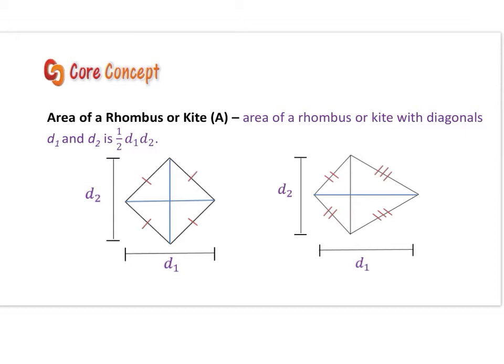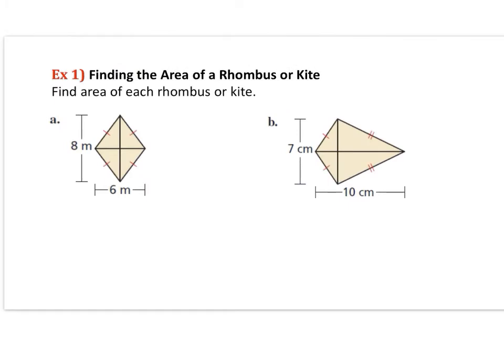Our first area formula is for a rhombus or kite. It's the same formula. Essentially, you'll multiply your diagonals and divide by 2. So half of diagonal 1 times diagonal 2. All right, so let's practice the formula for each of these examples.